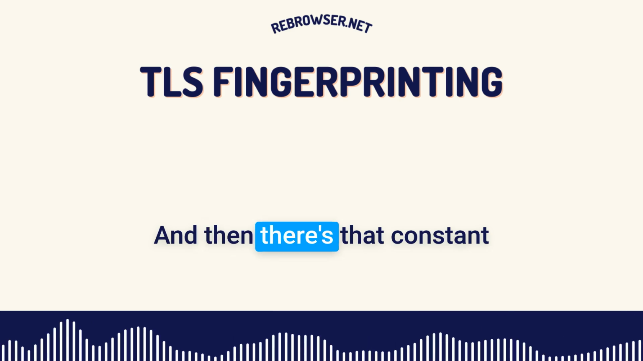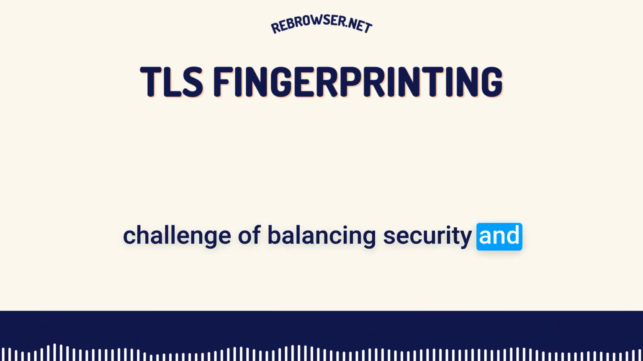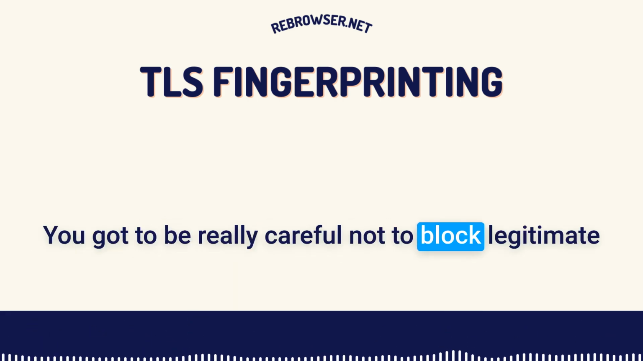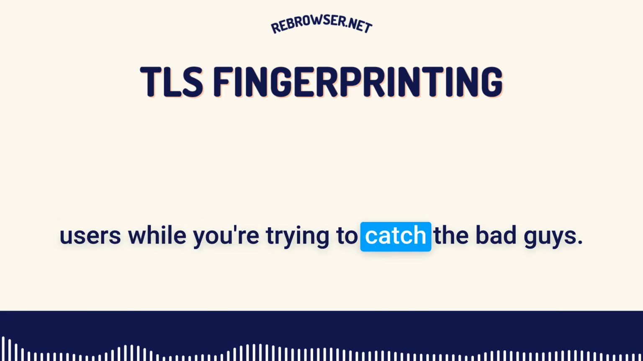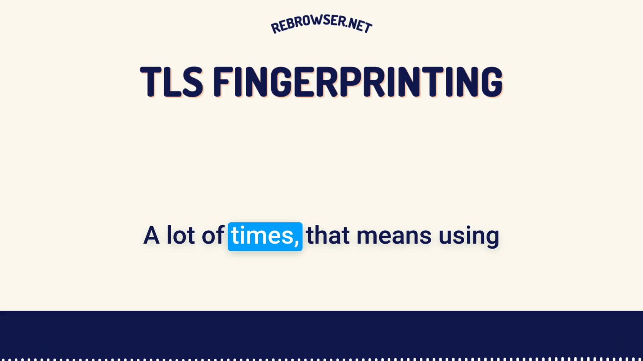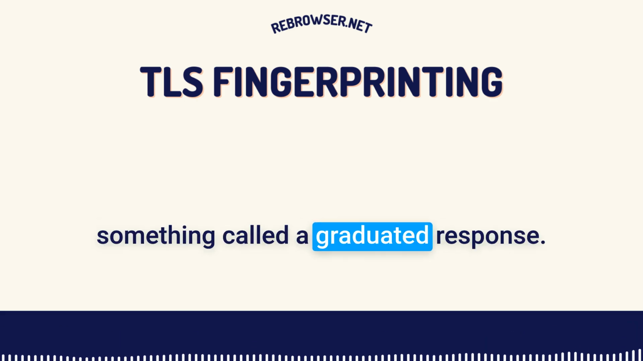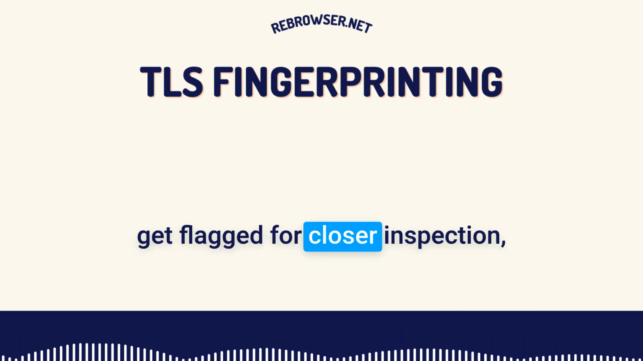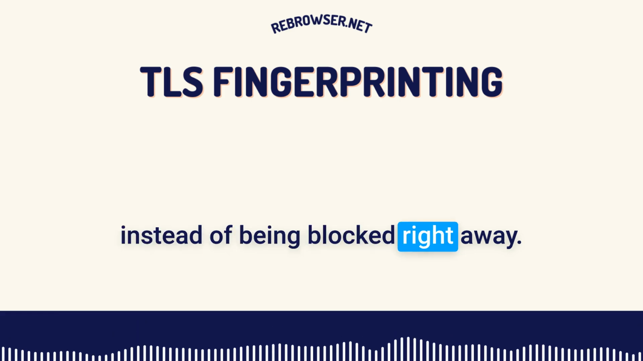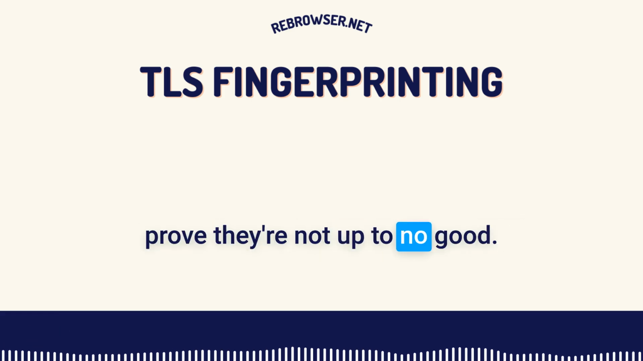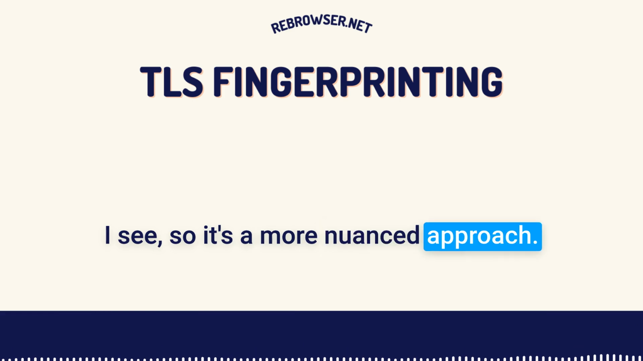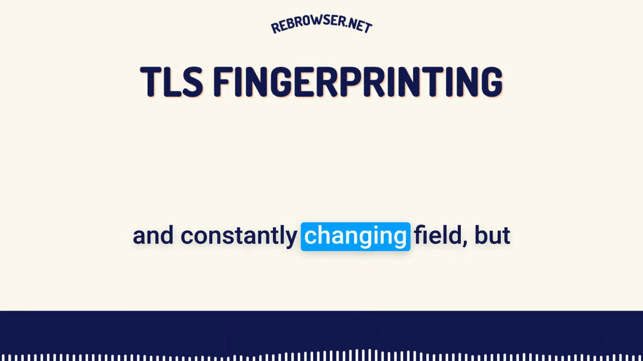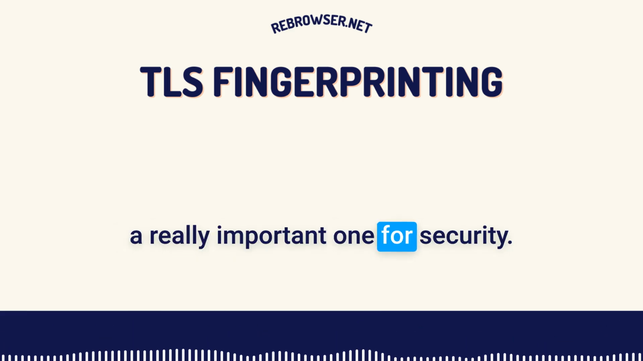Exactly. And then there's that constant challenge of balancing security and user experience that we talked about. Right. You got to be really careful not to block legitimate users while you're trying to catch the bad guys. A lot of times, that means using something called a graduated response. Graduated response. Yeah, where suspicious connections get flagged for closer inspection instead of being blocked right away. It's like giving them a chance to prove they're not up to no good. I see. So it's a more nuanced approach. Yeah, you got to be smart about it. So it definitely sounds like a complex and constantly changing field, but a really important one for security.